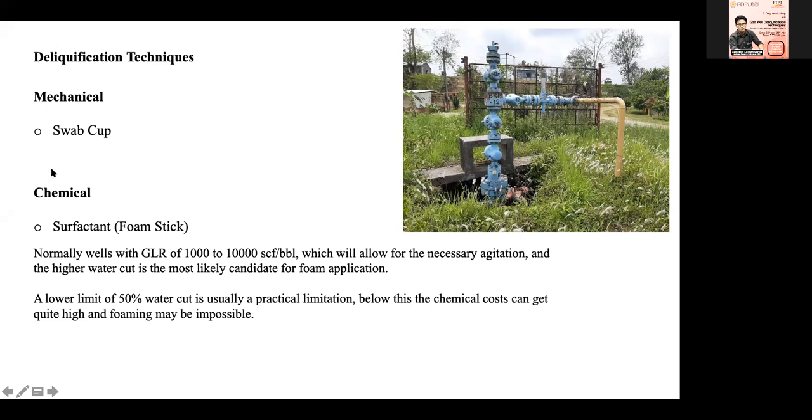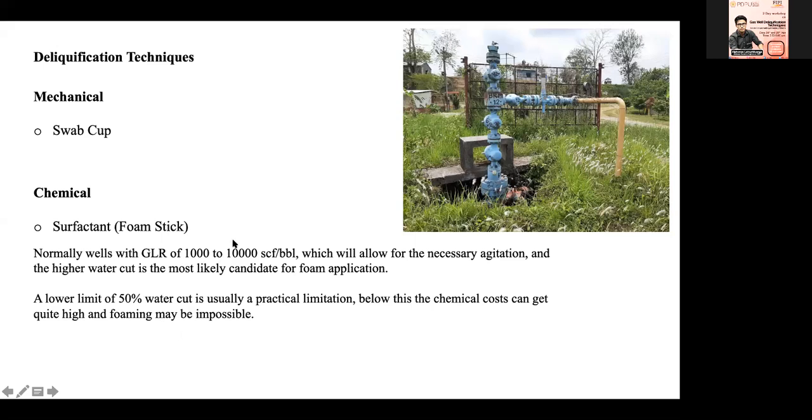And we have the chemical method, which is the surfactant type, or we call it the foam stick. Normally for wells with a gas liquid ratio of 1,000 to 10,000 cubic feet per barrel, you will be using this foam stick, because you need a high GLR, as it will give the necessary agitation in order to make foam inside your wellbore. One lower limit is 50% water cut, because if the water cut is less, it may be impossible for your surfactant to form foam.